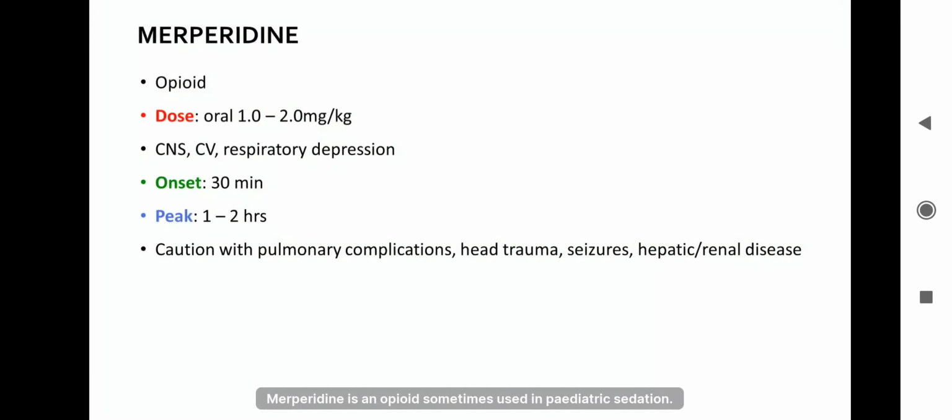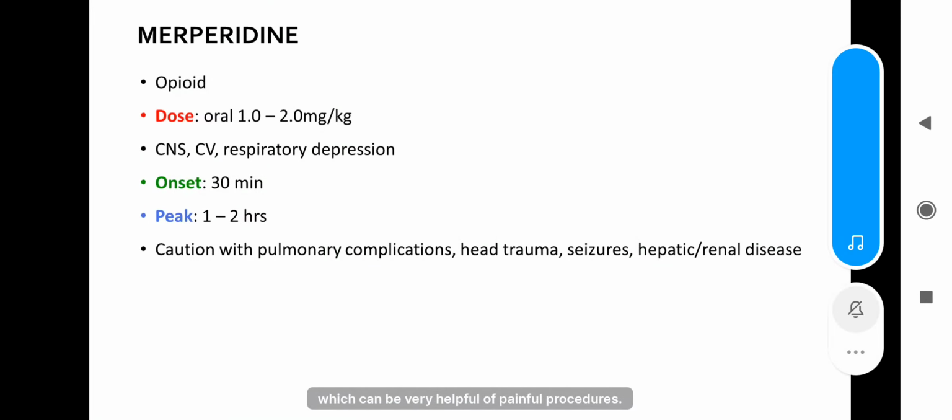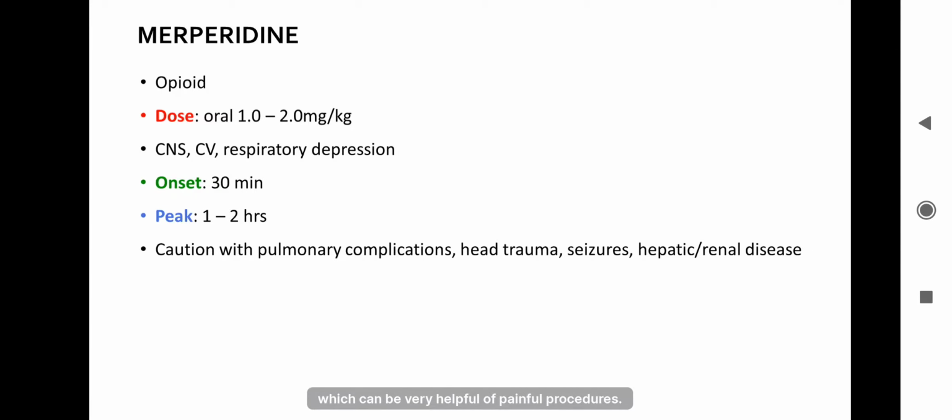Meperidine is an opioid sometimes used in pediatric sedation. Opioids provide a euphoria and also analgesic effects, which can be very helpful in painful procedures. One should be cautious when using opioids in pediatric sedation, as they can result in respiratory depression. This is particularly pronounced in stronger opioids such as fentanyl.